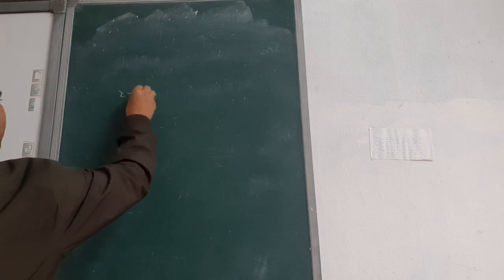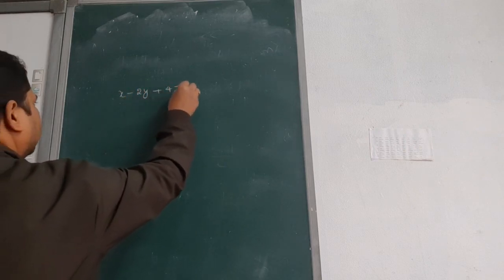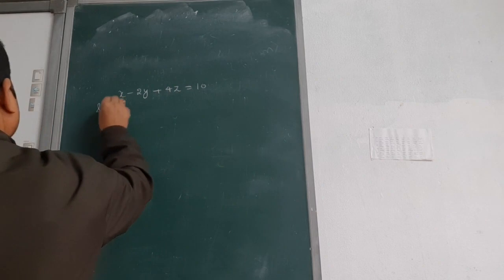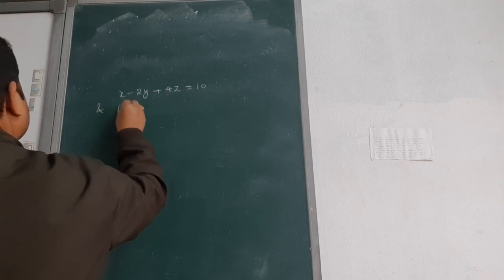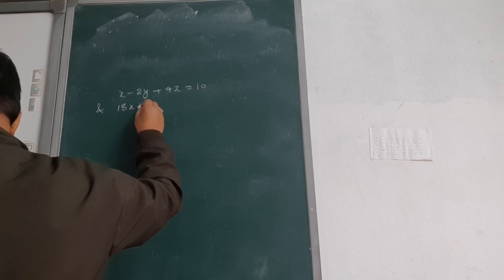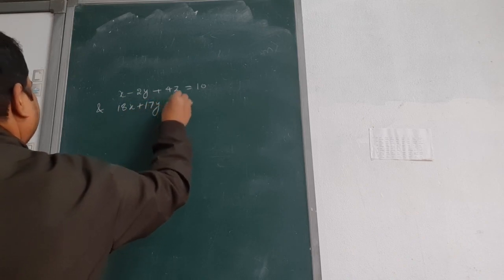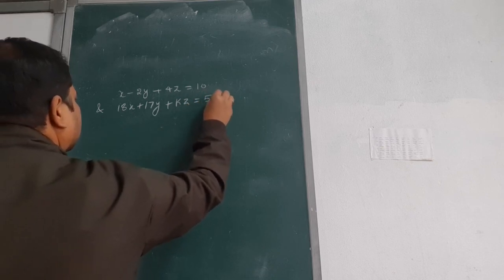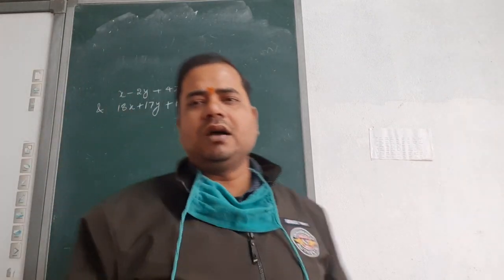The two planes x minus 2y plus 4z is equal to 10 and 18x plus 17y plus kz is equal to 50 are perpendicular, then find the value of k.